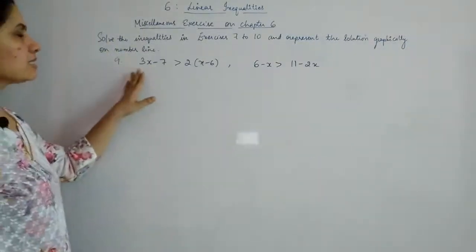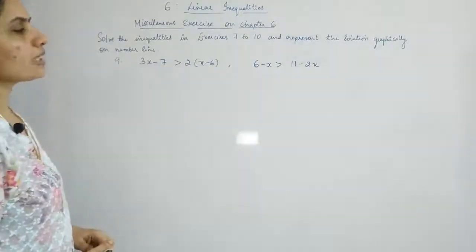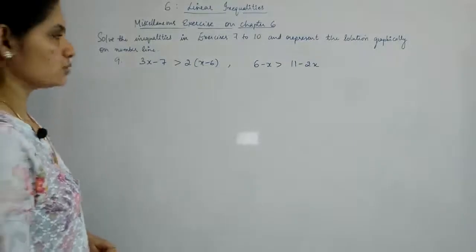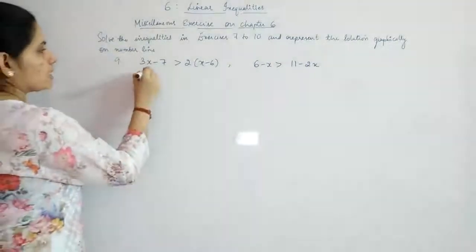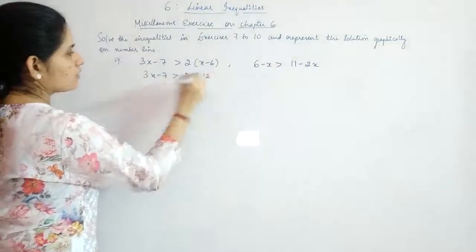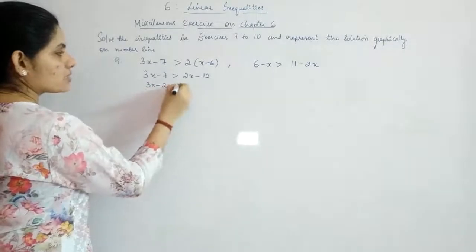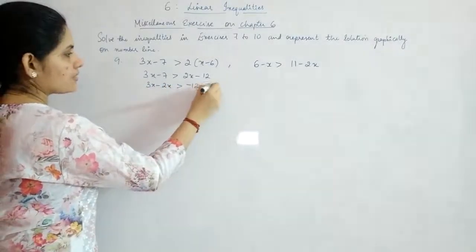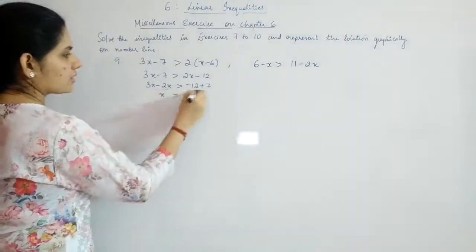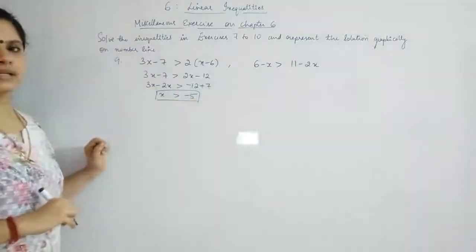Question number 9 is 3x minus 7 is greater than 2 into x minus 6, and 6 minus x is greater than 11 minus 2x. So here again we are expanding. 3x minus 7 is greater than 2x minus 12. Taking the x terms together, you will get 3x minus 2x is greater than minus 12 plus 7. This is x greater than minus 5. So one thing you got is x is greater than minus 5.